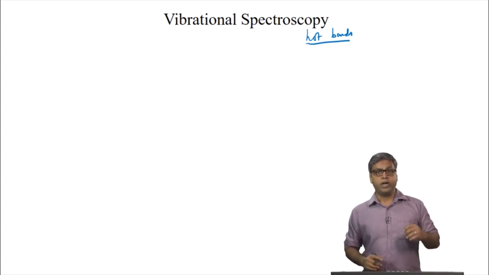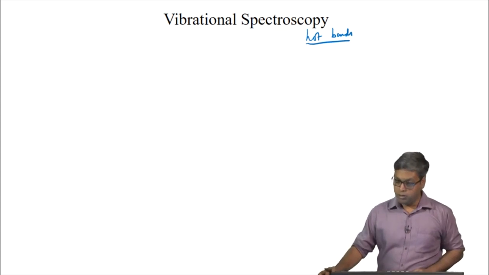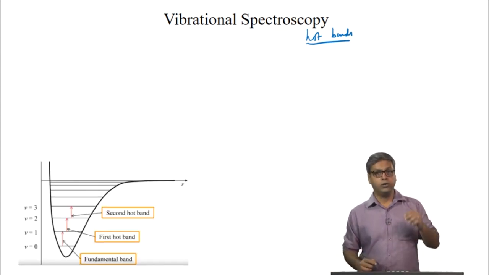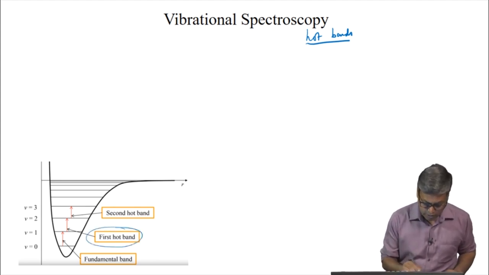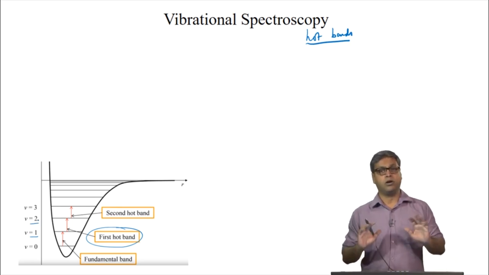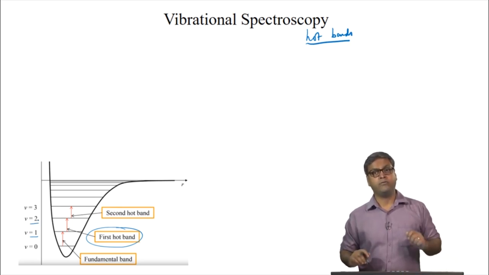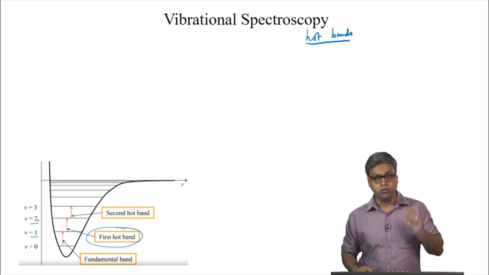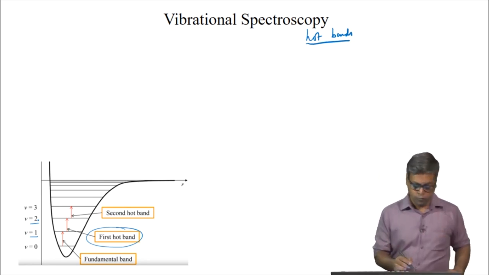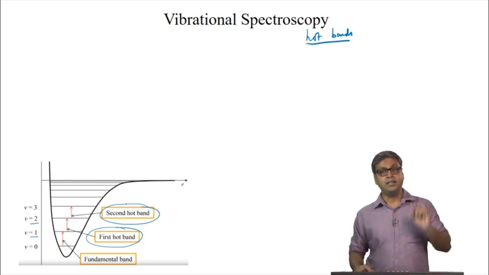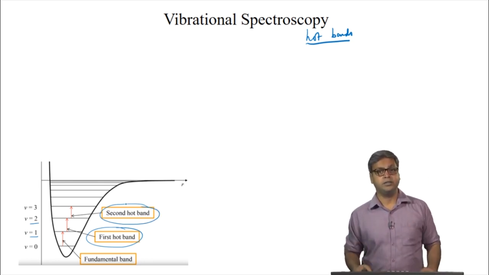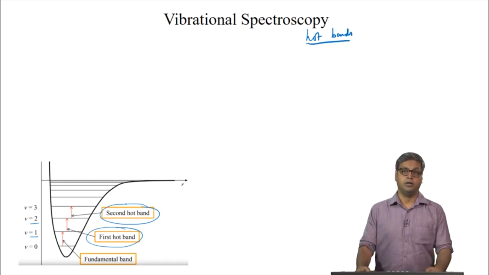So, we can have a transition from V equals 1 to V equals 2. This is the first hot band. We can also have a transition from V equals 2 to V equals 3, which we call the second hot band. The intensities of these hot bands are very much smaller than the fundamental band.